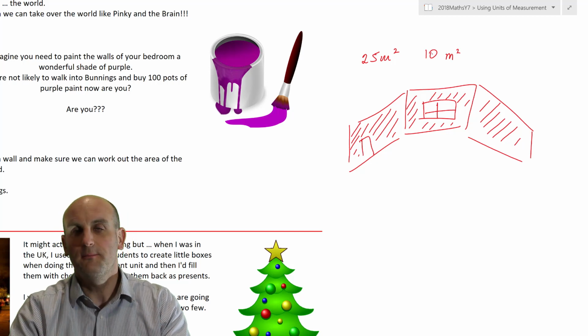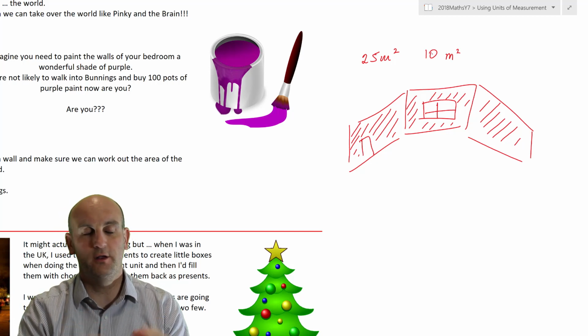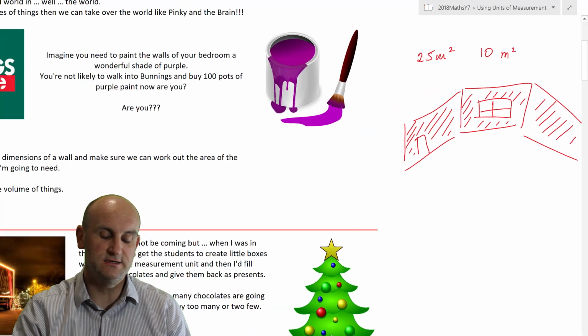So, being able to work out volumes and areas and all those type of things for all types of shapes is actually really, really important.